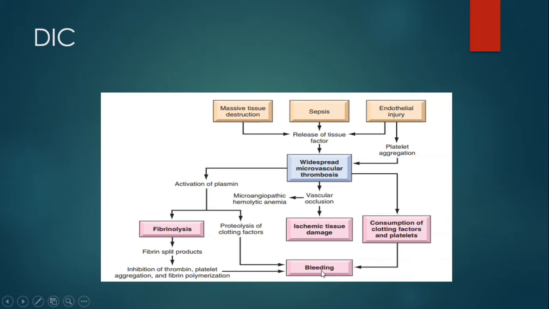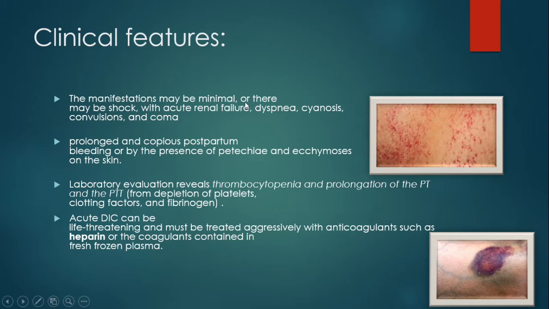What are the clinical features? The manifestations may be minimal, or there may be shock with acute renal failure, as we have discussed. The formation of thrombus is mostly in kidneys, adrenals, heart, and brain. So it can cause acute renal failure, dyspnea, cyanosis, convulsion, and coma. Prolonged and copious postmortem bleeding, or presence of petechiae and ecchymosis on the skin.